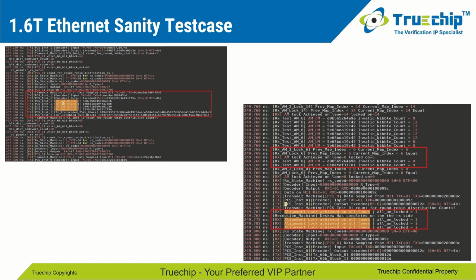In the next screenshot, we can see that when each lane achieves alignment lock, then it is said that all alignment lock is done. When this happens, VIP logs all the information so that the user can know.